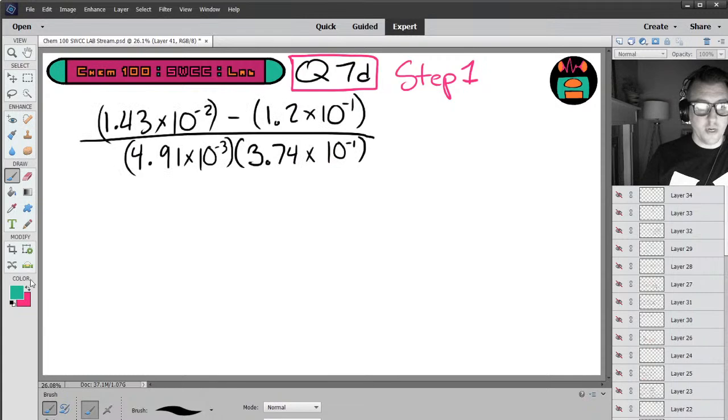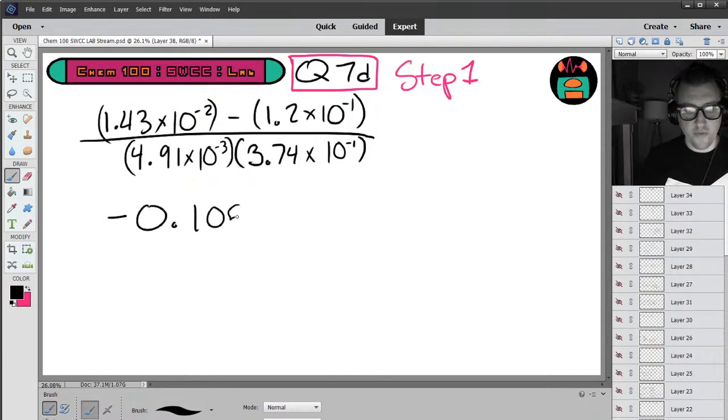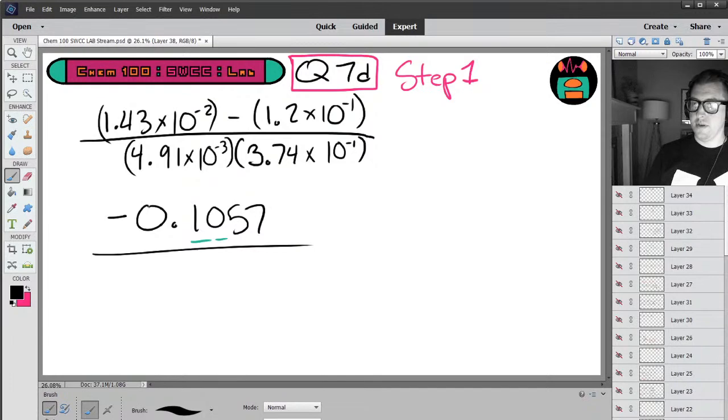All right, so our numerator is equal to negative 0.1057. And there are 2 sig figs there. Now we need to determine our denominator, and that is step 2.